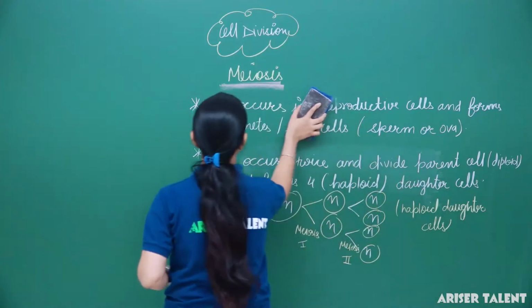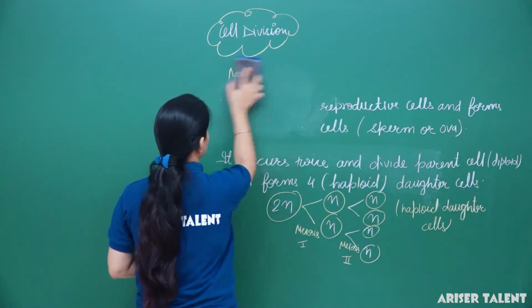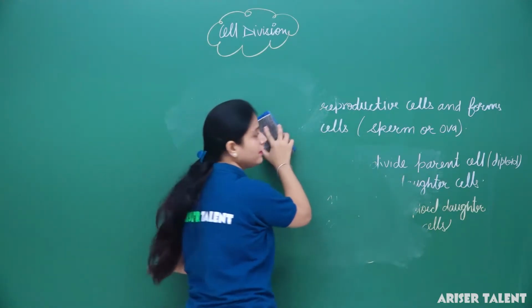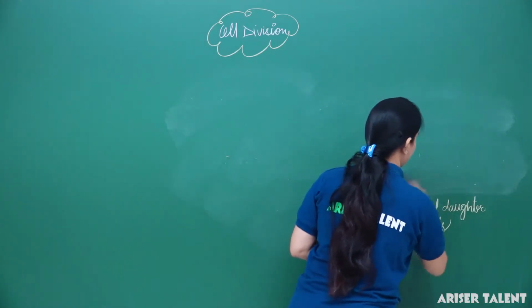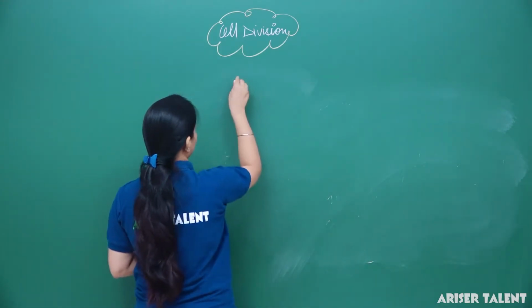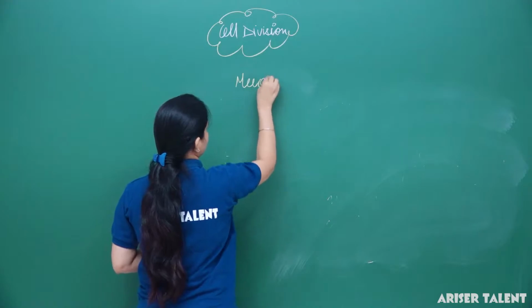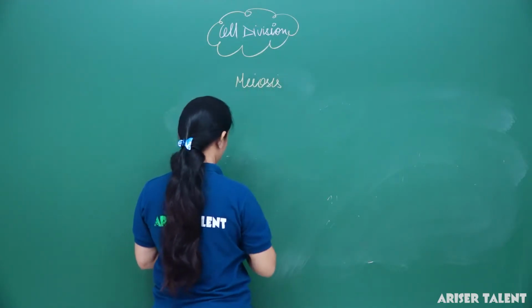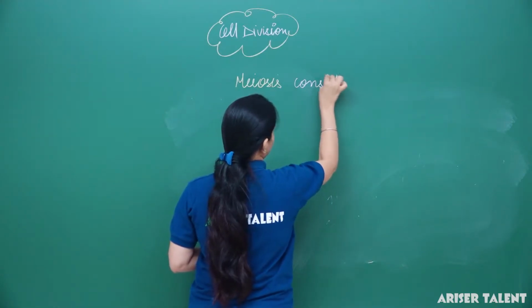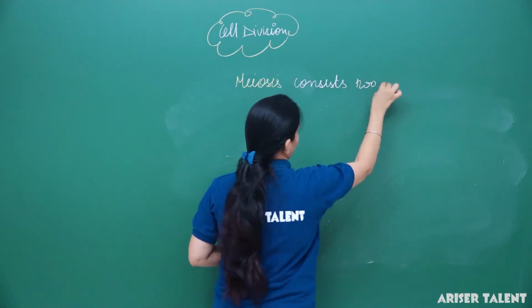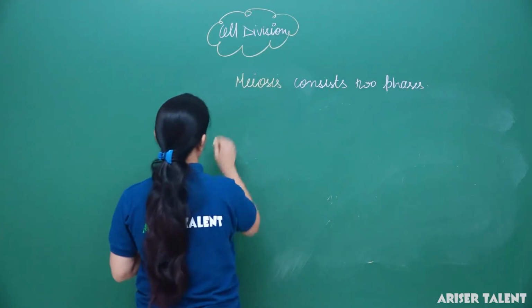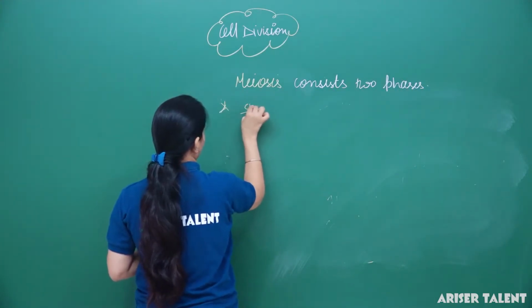Next, it consists of 2 phases. Generally meiosis consists of 2 phases. What are they? Interphase and M phase. Number 1 is interphase.